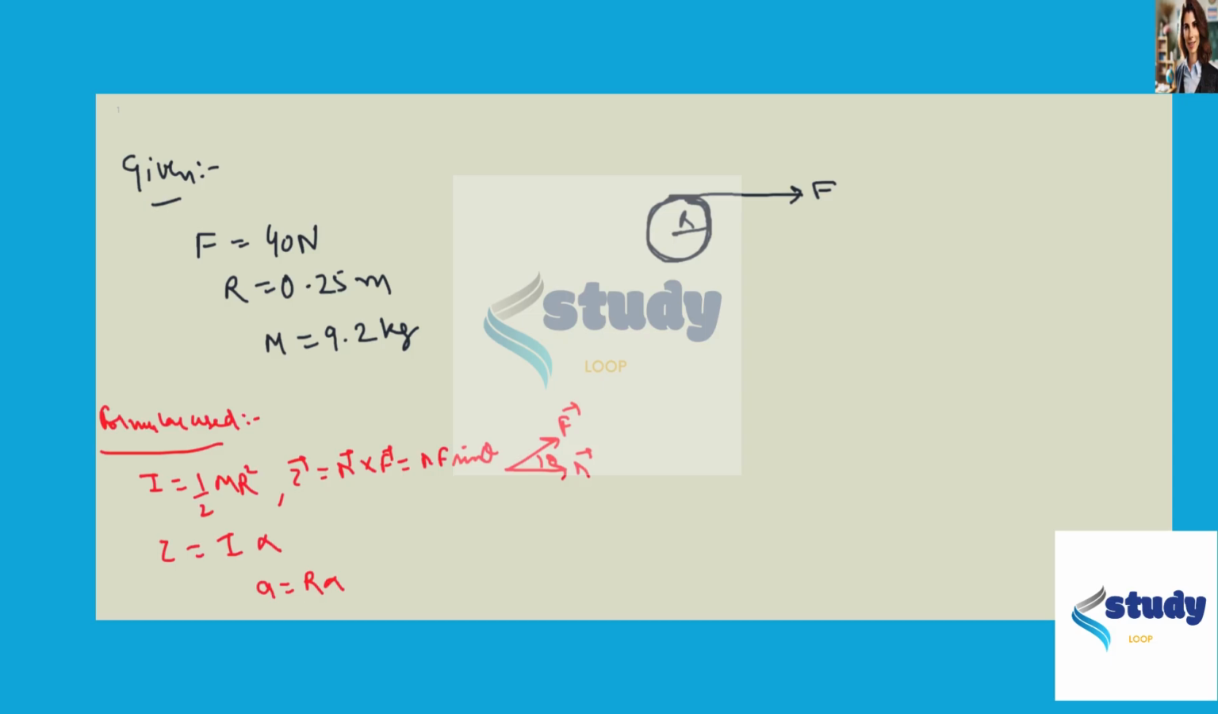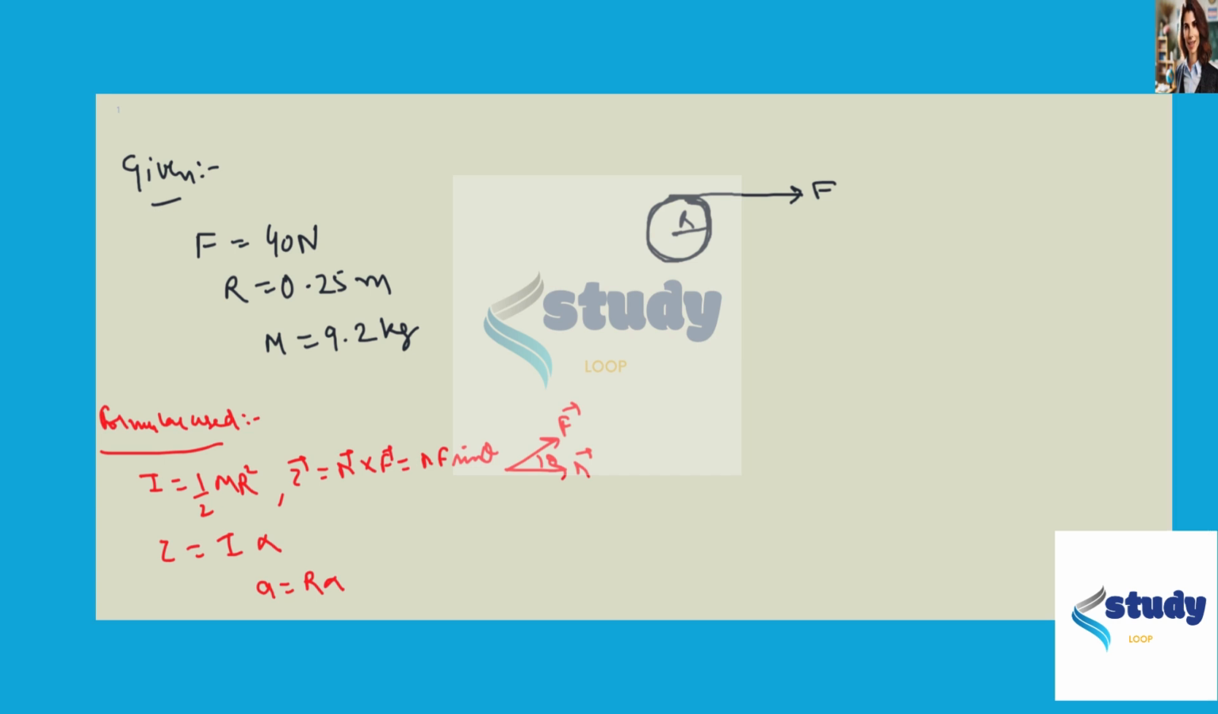Welcome to problem number 10.10. So this is chapter 10, dynamics of rotational motion. In this question we are given a rim of a solid uniform wheel. It has a radius R. A horizontal force F is applied. F equals 40 Newton. The radius is 0.25 meter. The mass of the solid uniform wheel is 9.2 kg.